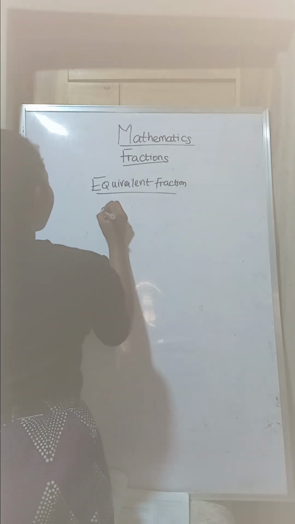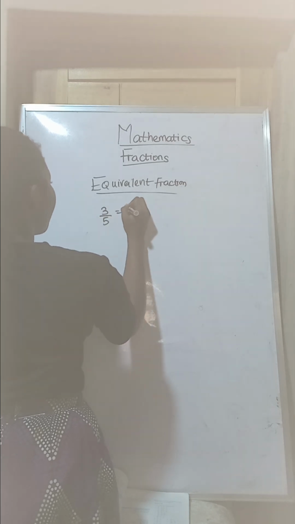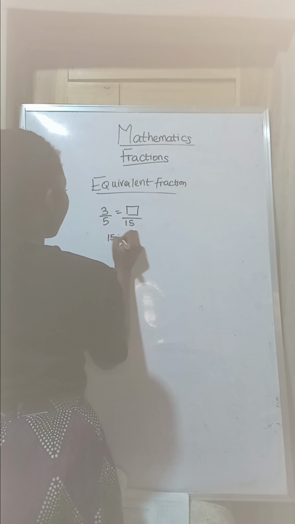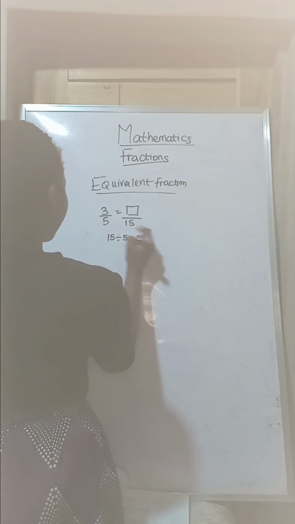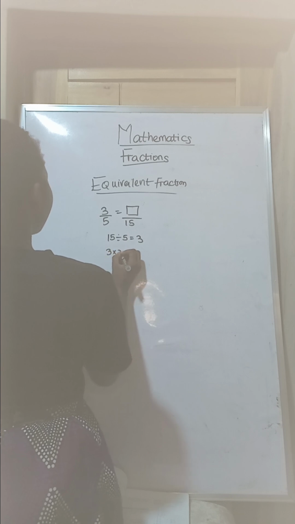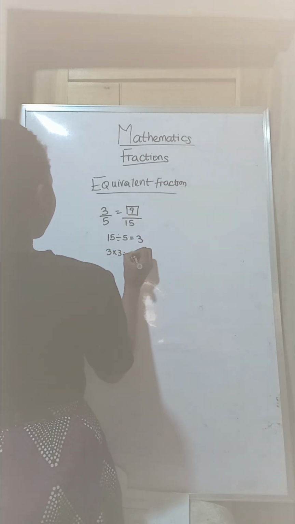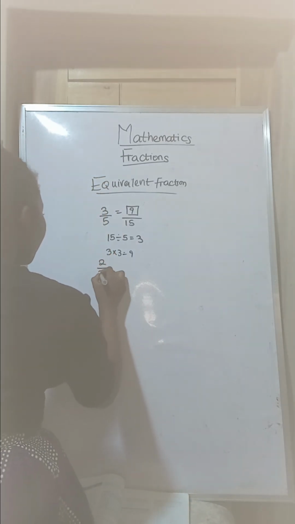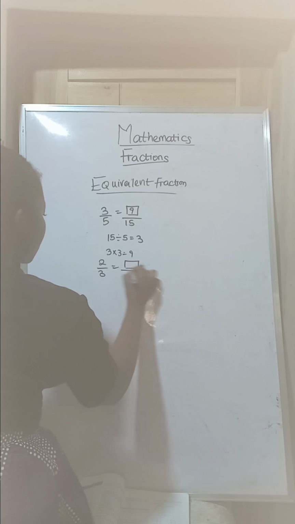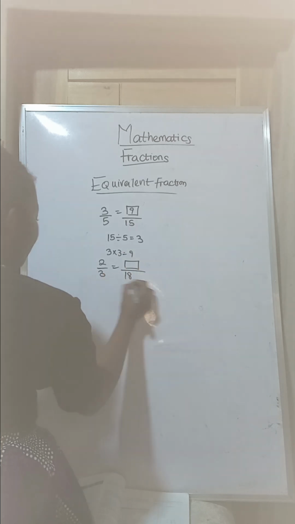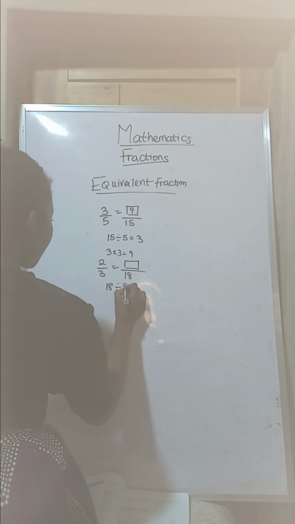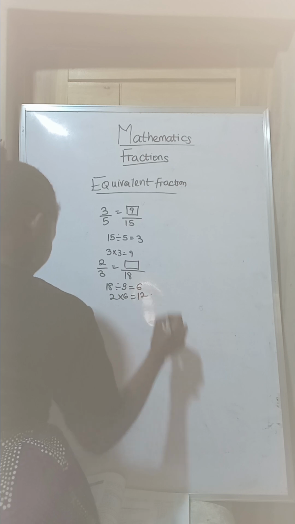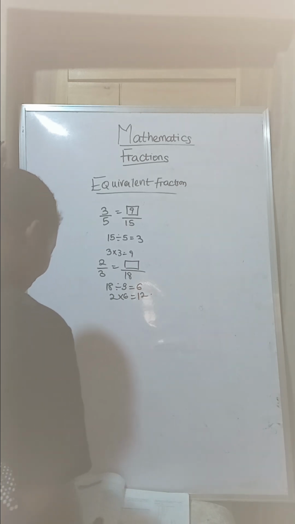Now we have another one. 3 over 5 is equal to box over 15. So we say 15 divided by 5. That's what? 3, right? Then 3 times the 3 up, that's what? 9. Do you understand? We have another one: 2 over 3 equals box over 18. So what did I say? You divide the ones that they're giving you. 18 divided by 3 is what? 6. Then 2 times 6, that's what? 12. Do you understand that?